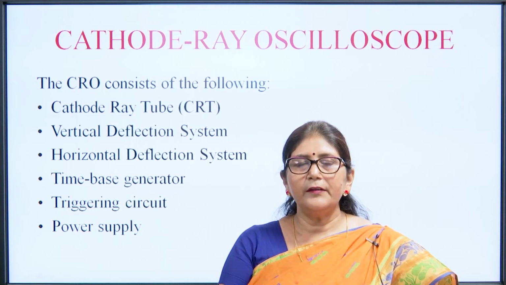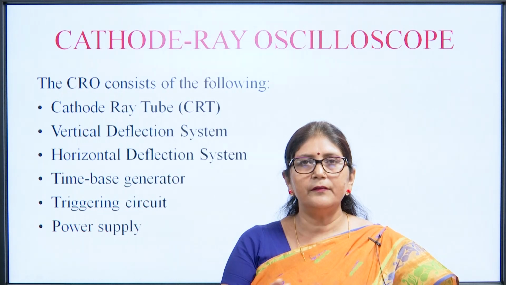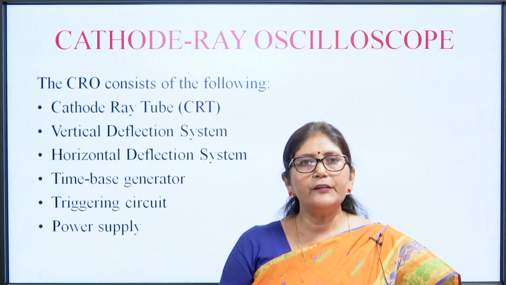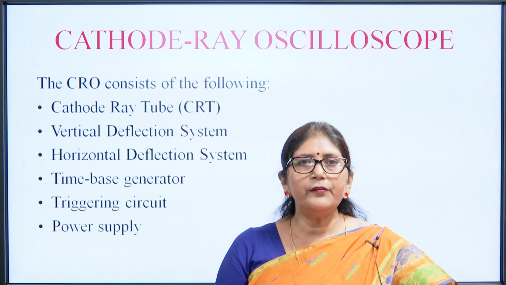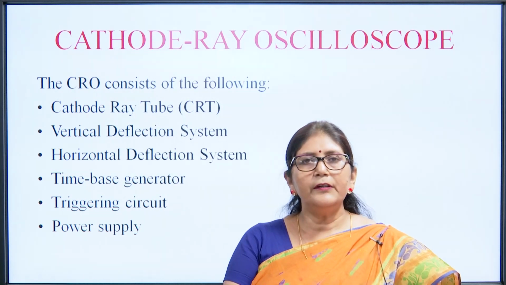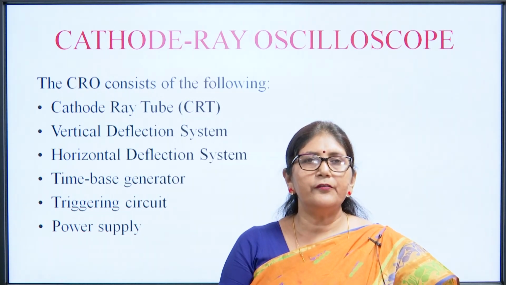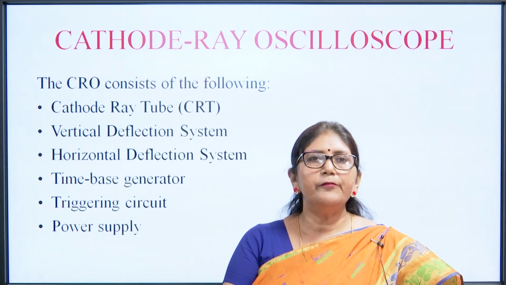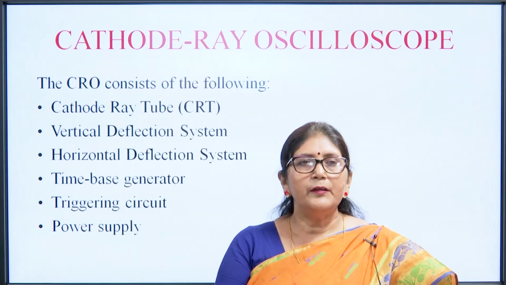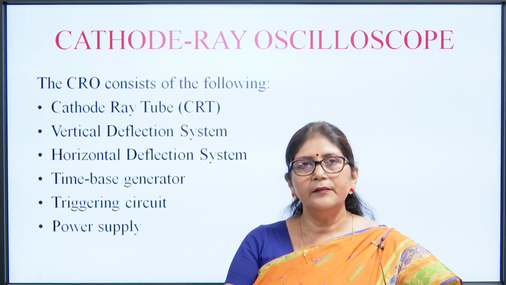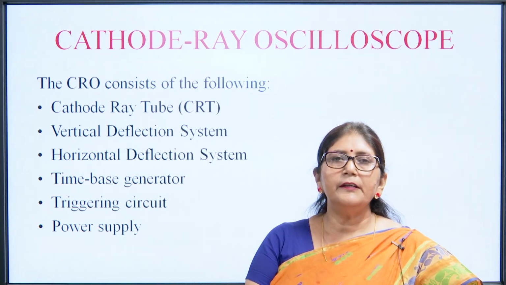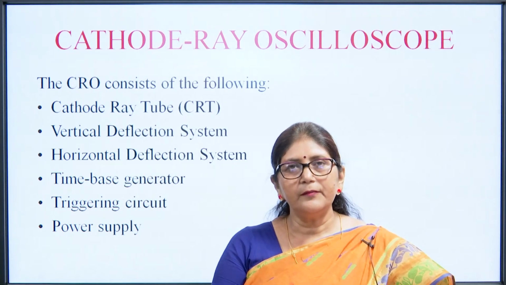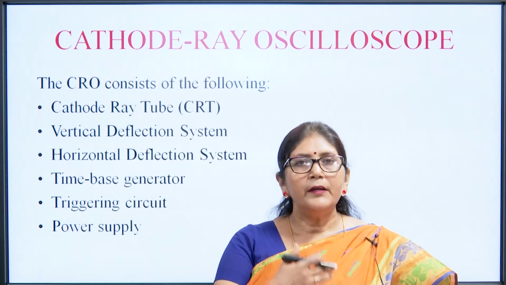The horizontal deflection system generally produces a time base sawtooth wave signal, which displays the input signal along the x axis. So, the horizontal deflection system is responsible for the reproduction of the electrical signal on the x axis, and the vertical deflection system on the y axis. Then there is the time base generator and trigger circuit. These are used to synchronize the horizontal deflection system with the vertical deflection system, that is, the time base generator with the input signal.